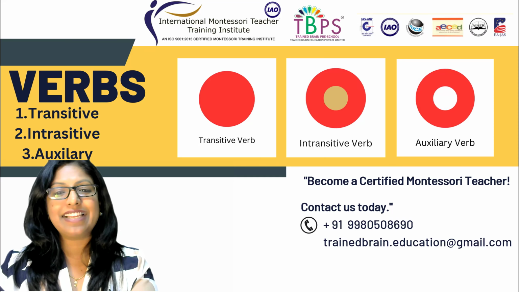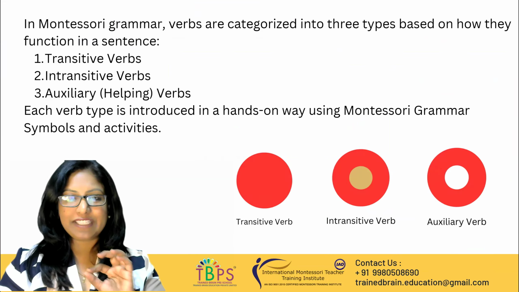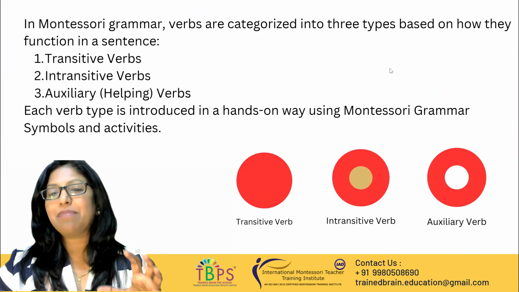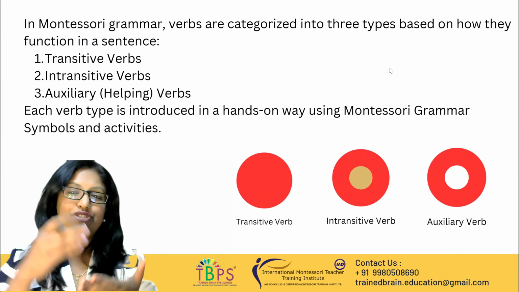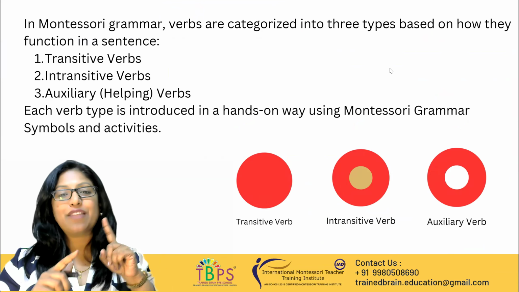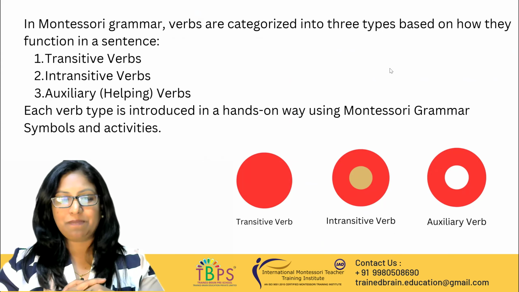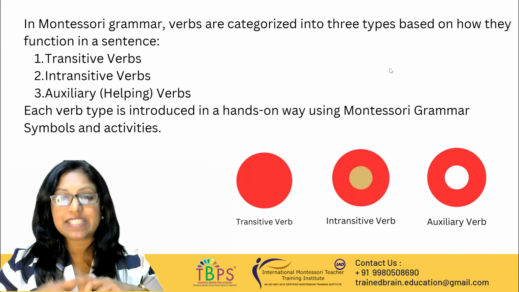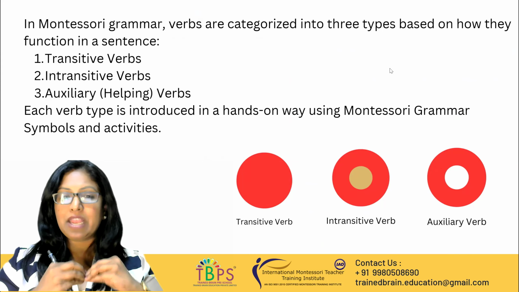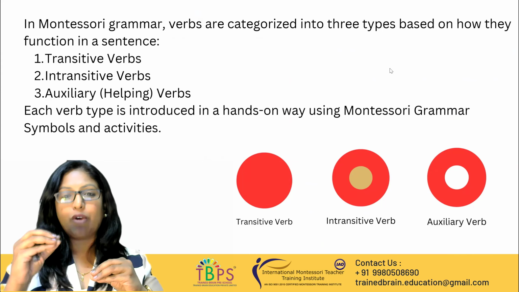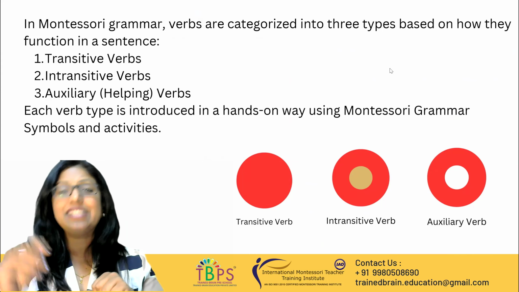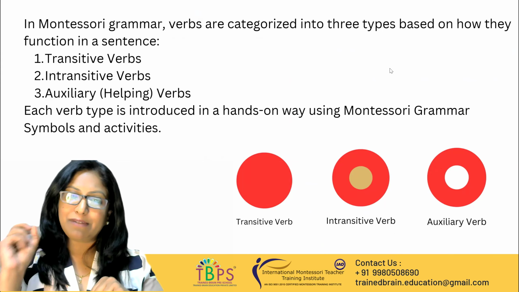Before we get started, let's understand the types of words that we would have. In Montessori grammar, verbs can be further categorized into three types based on how they function in a sentence. The first one is the transitive verb, the second is the intransitive verb, and the third is the auxiliary or the helping verb. For every verb that we are going to be using, you would also find a symbol that is associated in the Montessori grammar symbol box.